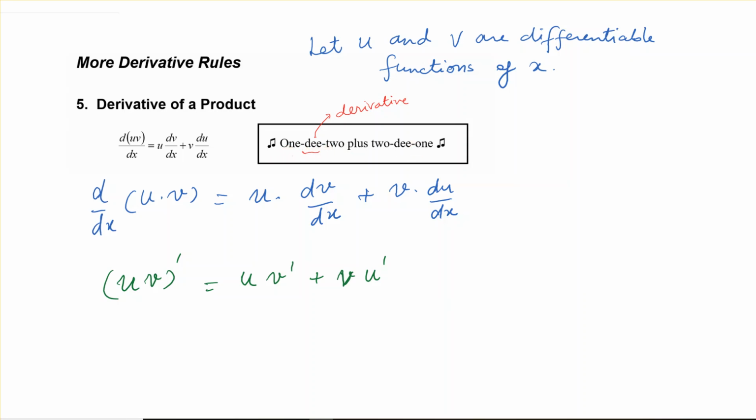You can sing this song in any way you want, like: 1d2 plus 2d1, product rule is so much fun. 1d2 plus 2d1, product rule is so much fun. I'm not a great singer, but you're welcome to use your own song.